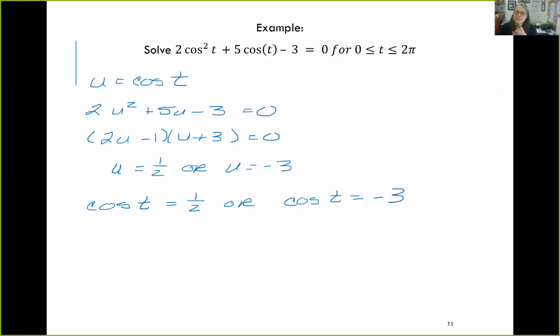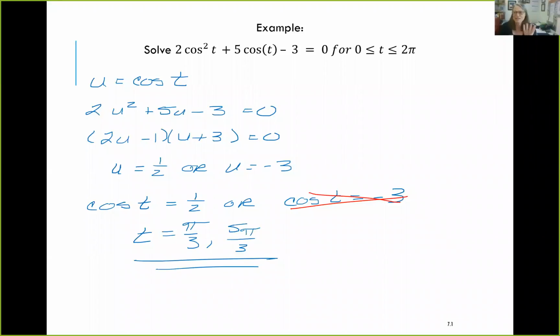Now, what's the range on cosine? Yeah, it's negative 1 to 1, right? Cosine of x is never going to equal negative 3, so we can toss this out. It's an erroneous solution. There are no angles whose cosine is negative 3. So that means we can just work with cosine of t equals 1/2. And t is going to be pi over 3 or 5 pi over 3.